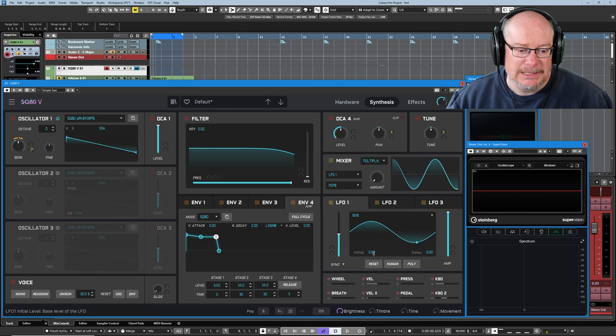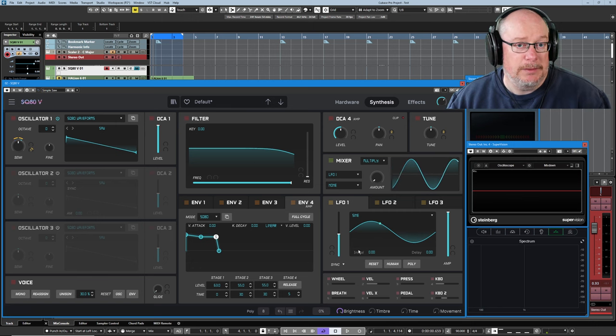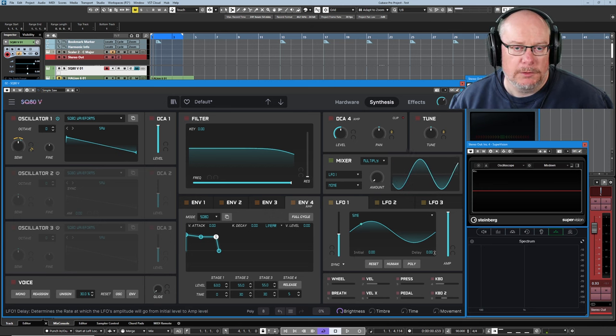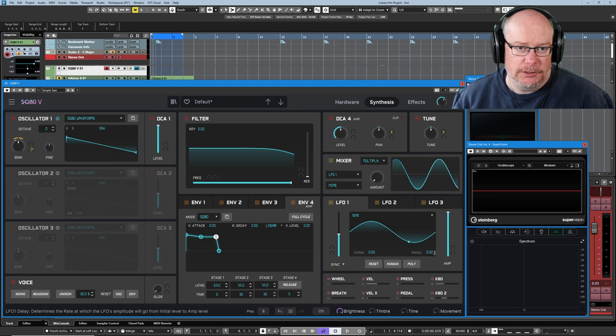The last one to deal with is a little bit confusing because the way it's been implemented on this synthesizer is a bit weird, and it's to do with these initial and delay settings. What I'm going to do is demonstrate the effect first, and then we'll come back and have a talk about what's going on.